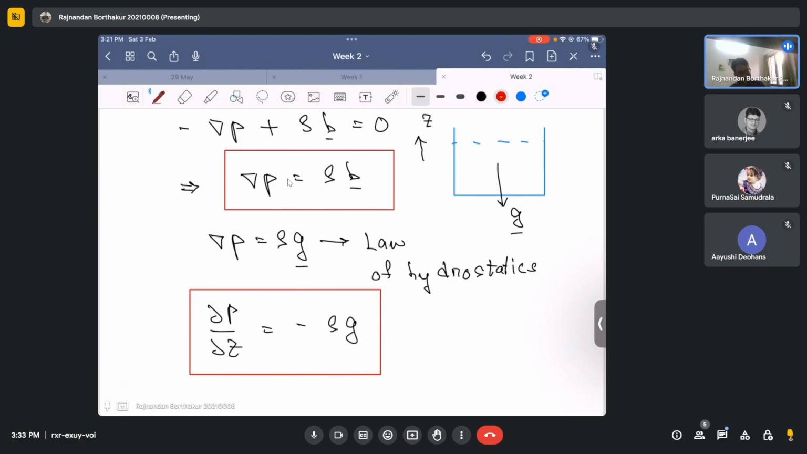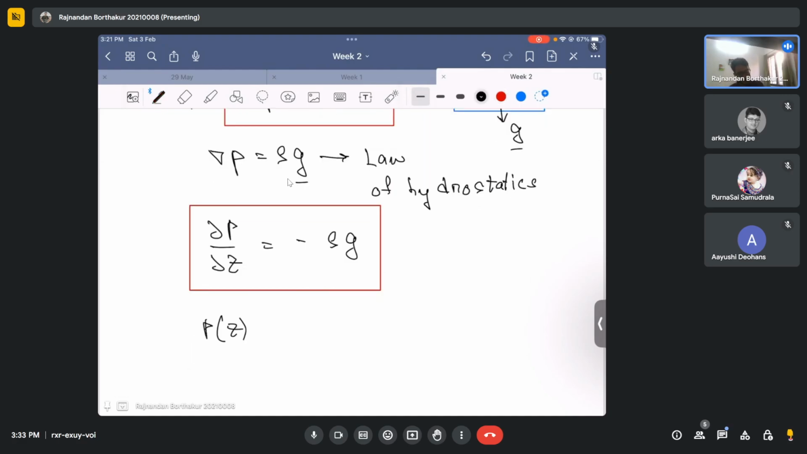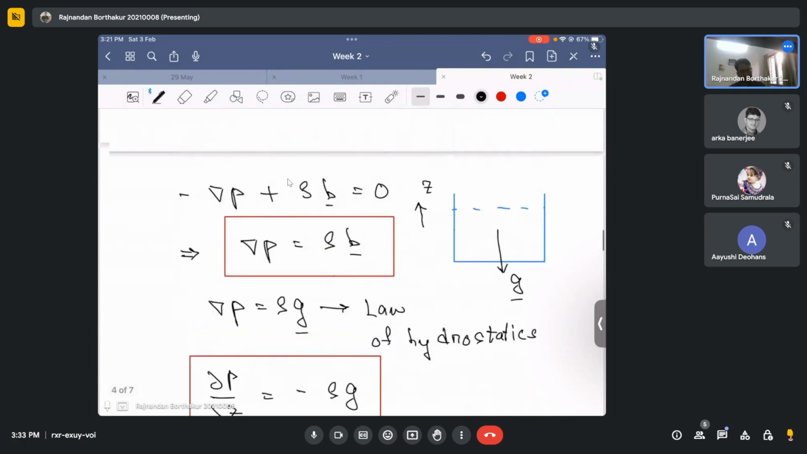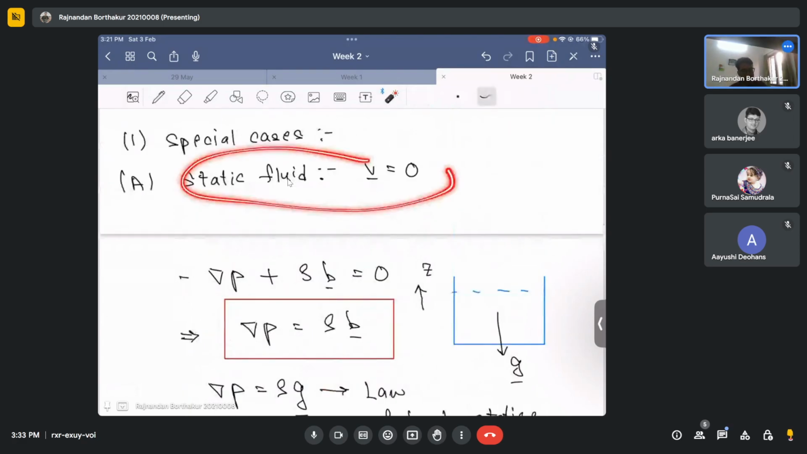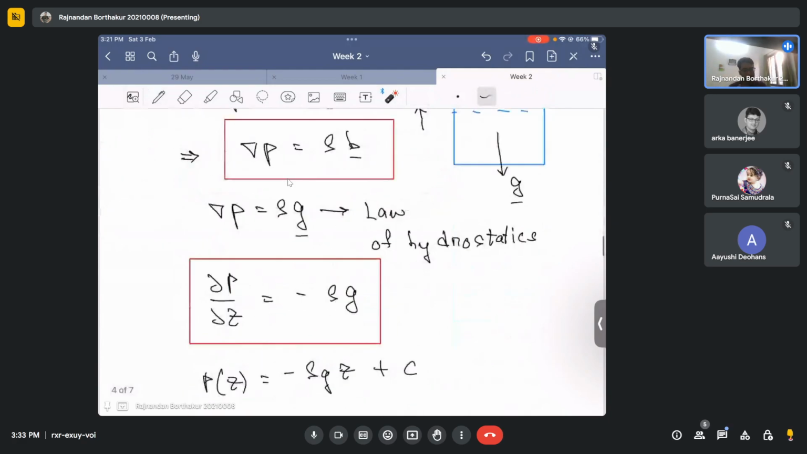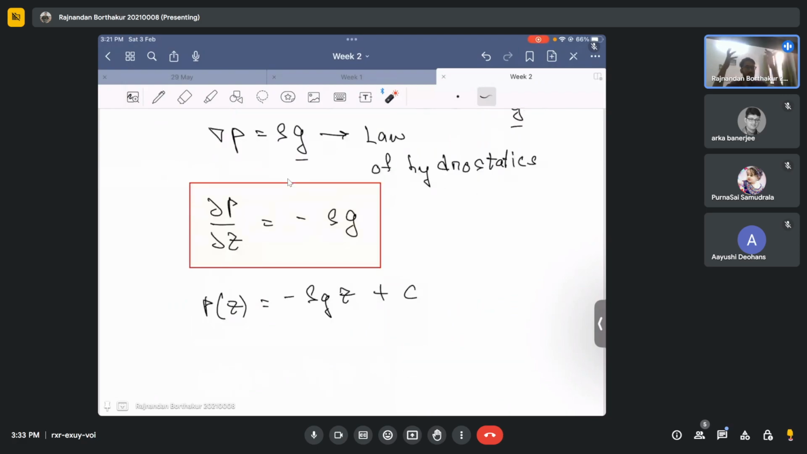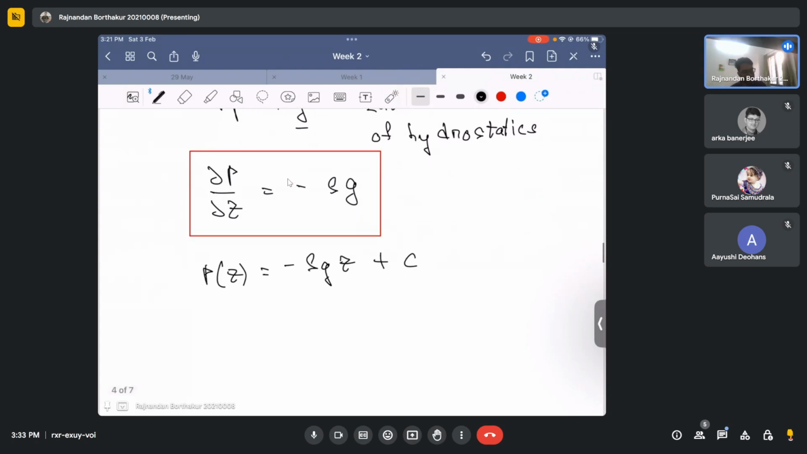And if I integrate this in the Z direction, I end up getting P, which is a function of Z, equal to rho g z plus some constant, and of course there might be a minus. So as you can see, the very assumption of a static fluid gives us the law of hydrostatics: pressure varies as rho g z, a form you are most familiar with. So this is the first example, and I hope you would appreciate it.